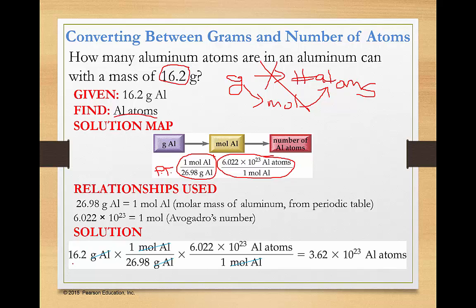All right, so I start with my 16.2 grams of aluminum. I multiply by 1 mole of aluminum for 26.98 grams from the periodic table. Those cancel out. Now I have moles of aluminum. You can work that out if you need to and then carry that number over, or you can just keep it rolling here. Whatever the answer is to this calculation, now I'm going to multiply that by Avogadro's number over 1 mole of aluminum. Now moles of aluminum cancel out, and that leaves me with just aluminum atoms, which is what I'm looking for: 3.62 times 10 to the 23rd aluminum atoms.